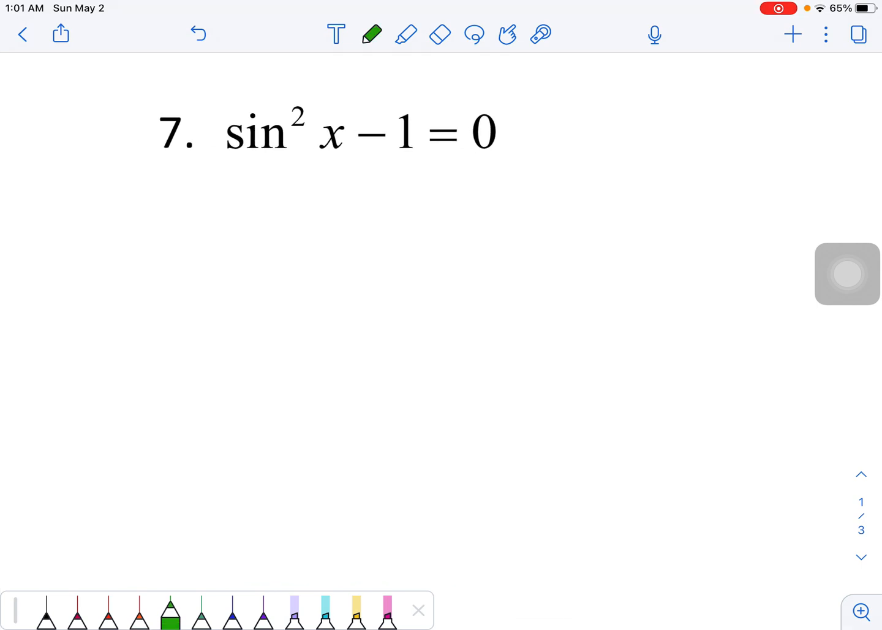All right, number 7. Sine equation. Specifically, it's a sine squared equation. So let's go ahead and solve that. I move the 1 over. I'm going to take the square root of both sides.